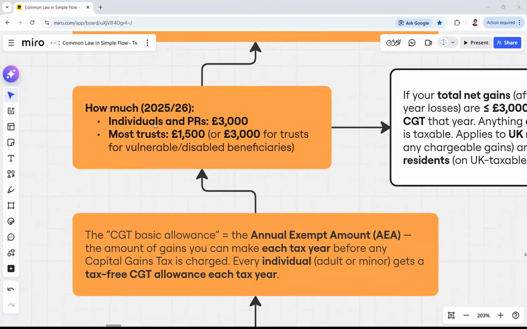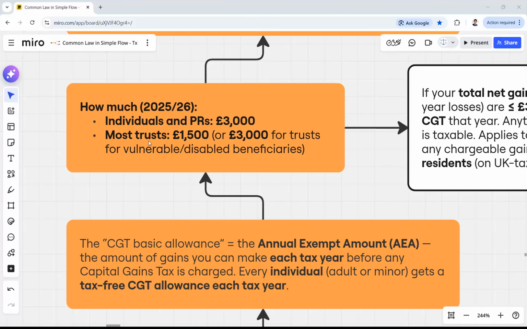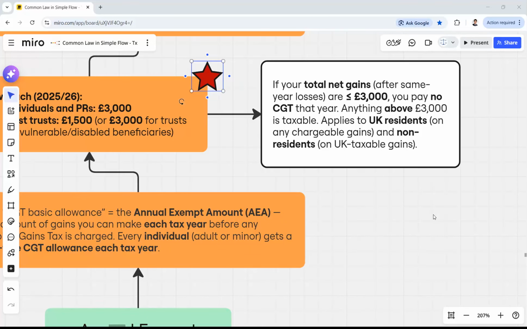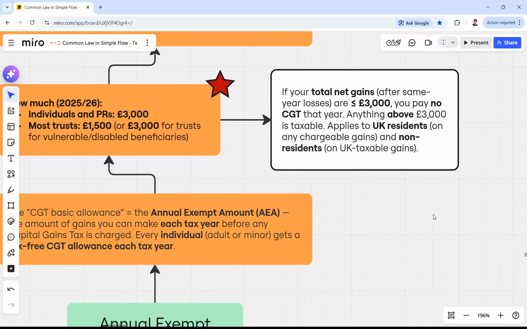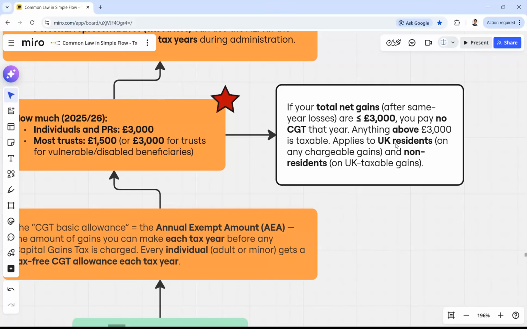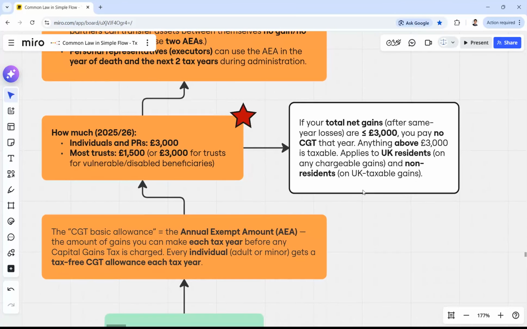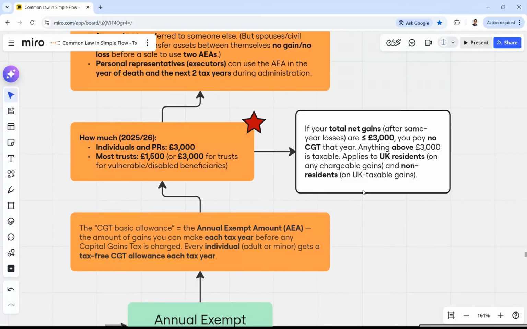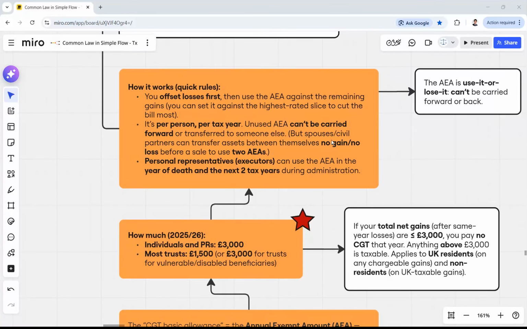It's £3,000 for individuals and personal representatives, and for most trusts it's £1,500, or £3,000 for trusts for vulnerable disabled beneficiaries. So if your total net gain after same-year losses is less than £3,000, you pay no CGT that year. Anything above £3,000 is taxable. It applies to UK residents on any chargeable gains and non-residents on UK taxable gains. So you know, the non-resident story.